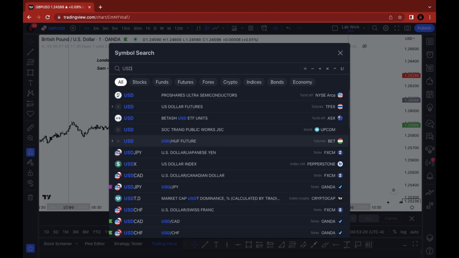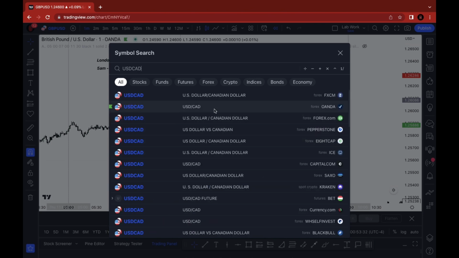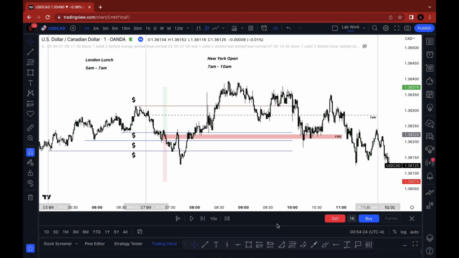If you look at the UCAD example, we can see that the fair value gap is physically forming below 7 a.m. opening price. The fact that it's forming below 7 a.m. opening price after taking out a 15-minute swing low, or all the swing lows, or even the lowest low of the session, we can see that there's a high probability chance that a lower time frame fair value gap is going to form and give us an opportunity to go long in a discounted market.